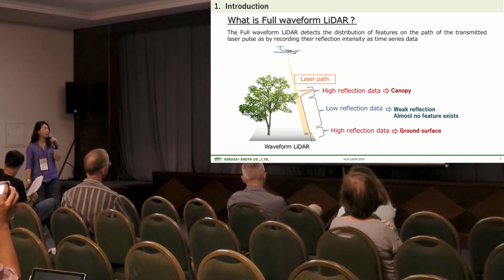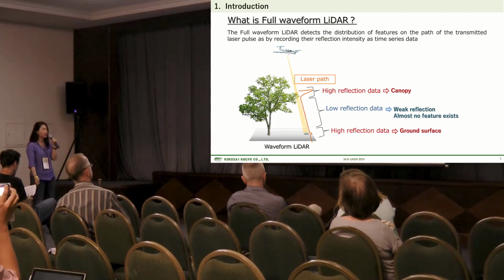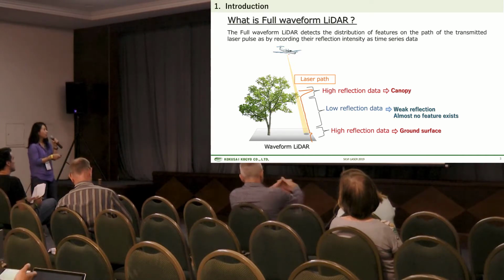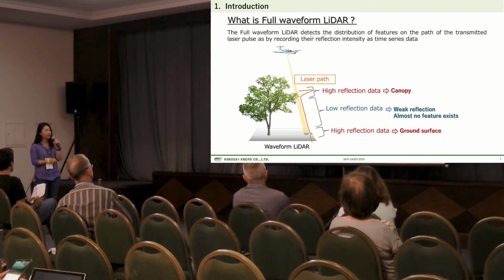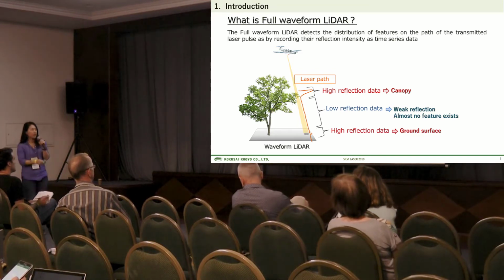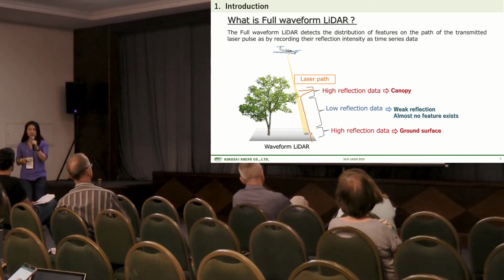So, what is full waveform LiDAR? As you know, full waveform LiDAR detects the distribution of features on the path of the transmitted laser pulse by recording their reflection intensity as time series data. Of the laser pulse, high reflection data is reflection from the canopy or ground surface. On the other hand, low reflection data is considered to be weak reflection from branches, leaves, or noise. It indicates that almost no feature exists.